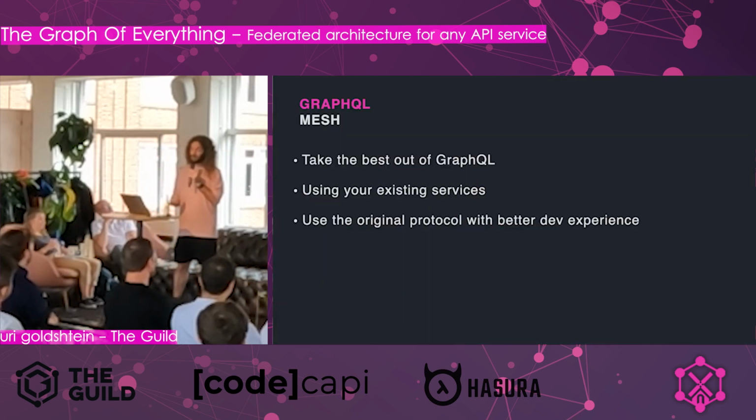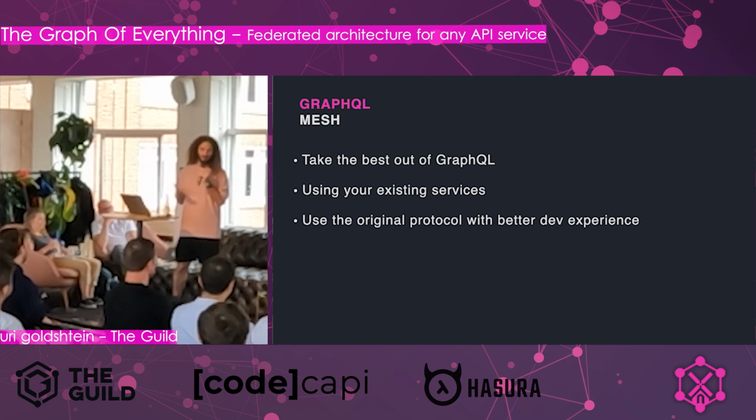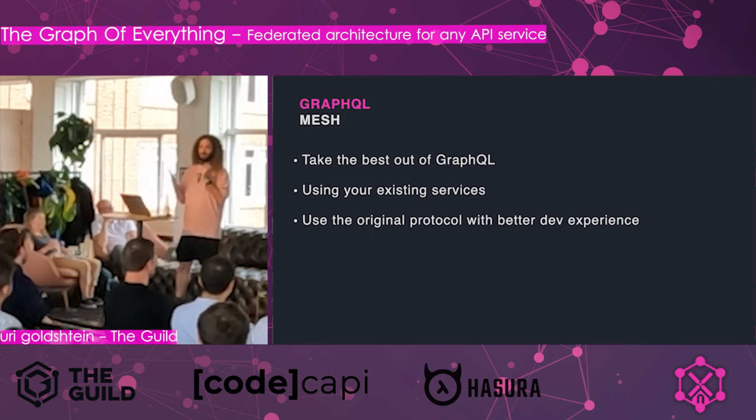And the main idea was, let's take the best out of GraphQL using our existing services, and we can still use the original protocol that exists out there for many reasons. Maybe converting this service to GraphQL was better theoretically, but everyone has work to do, and in many cases that we saw, the teams there not only don't care about GraphQL, sometimes they don't exist. Those are just services that nobody wants to touch anymore.